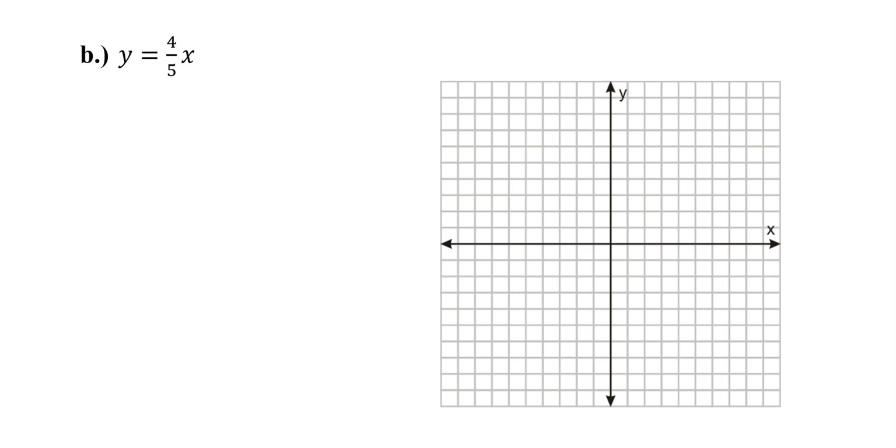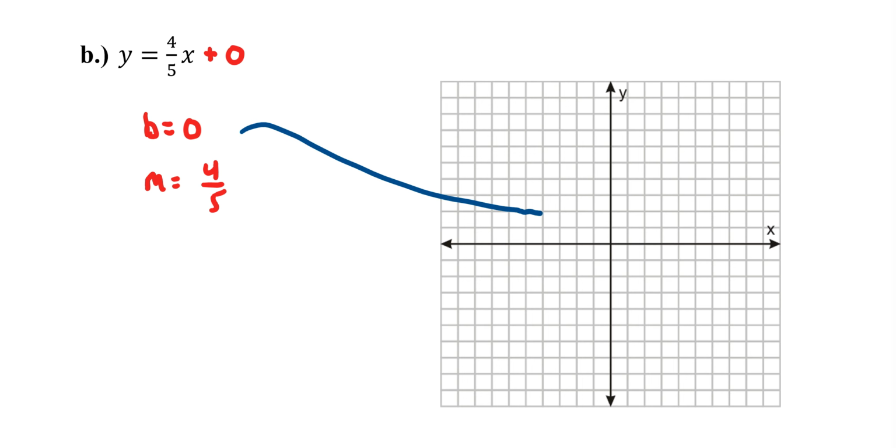Next one, we have y equals 4/5 of x. So this time there's no plus or minus number. So that means the y-intercept is 0 because it's plus 0. The slope here is 4 over 5. So we're going to start by plotting the y-intercept, which is 0, which means it's right at the origin. And since this is a positive slope, we're going to go up and to the right.